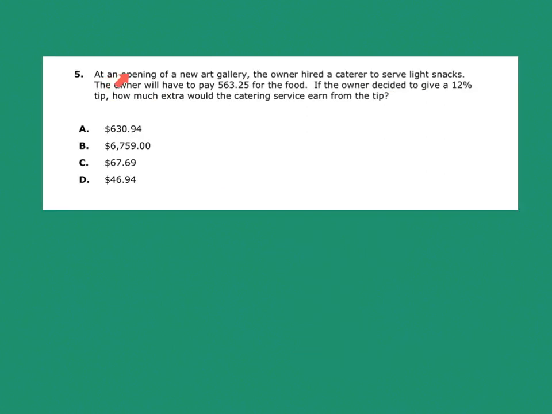Number 5, an opening of a new art gallery. The owner hired a caterer to serve some snacks. The owner will have to pay $563.25 for the food. If the owner decided to give a 12% tip, how much extra would the catering service earn from the tip? So this question, I only need to know how much is getting earned from the tip, not the total. So the tip is only 12%.